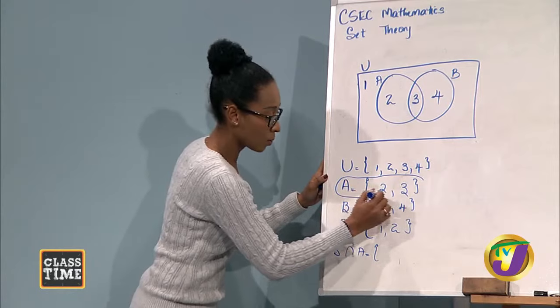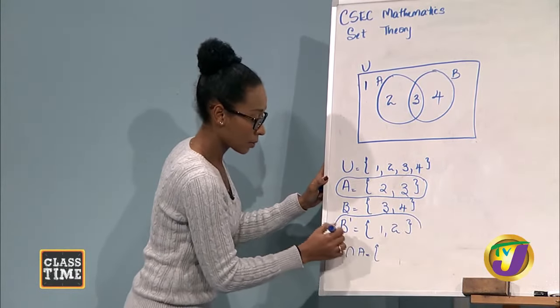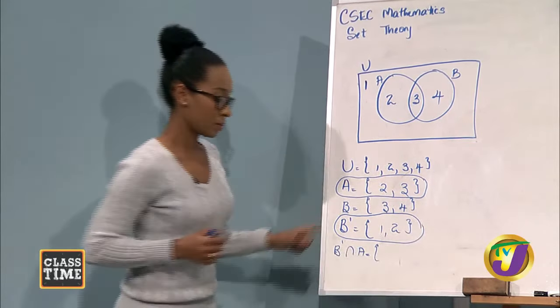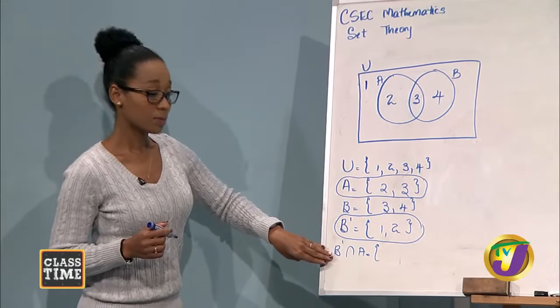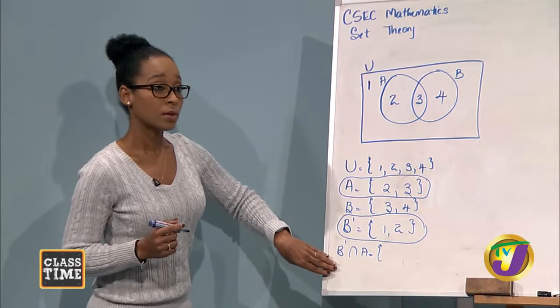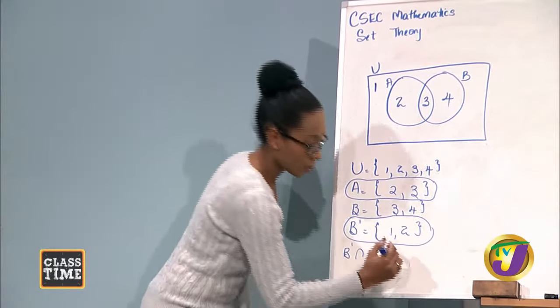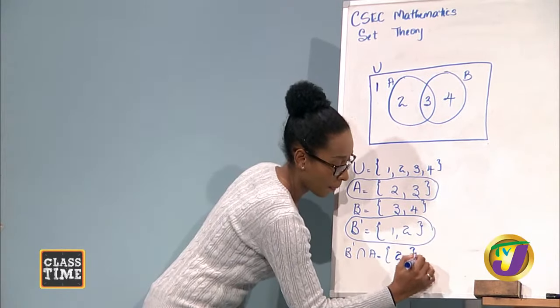So I'm going to circle the two sets that we're looking at out of the universal set here. And we're looking at B complement. B complement is 1 and 2. But you don't want the 1 at all, you just want the 2. Because if you intersect it with A, you don't get the 1, you just get the 2. So B complement intersect A will give me 2.